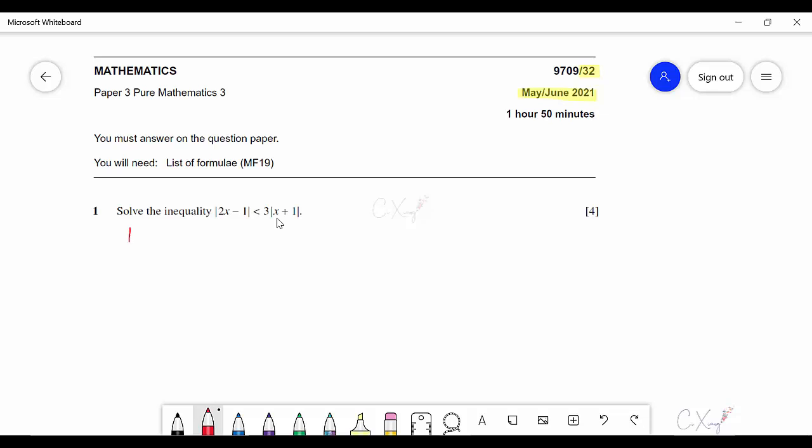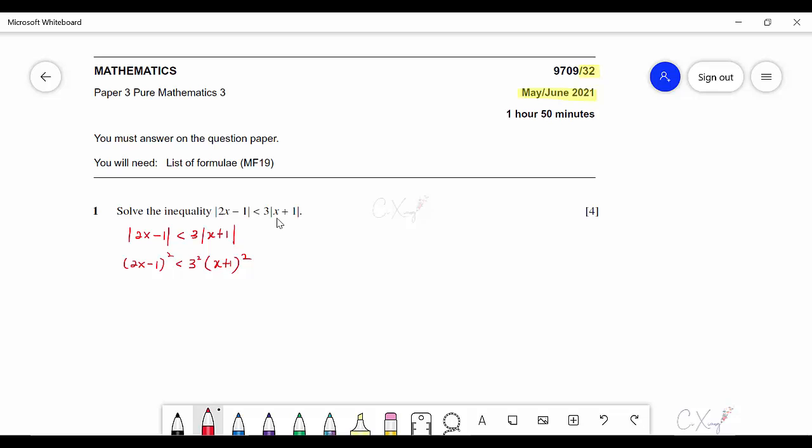Generally, when we have the modulus function on both sides of an inequality, the method that I'm going to use to solve it is to square both sides. So when I square both sides, 2x minus 1 squared is smaller than, don't forget to square the 3 as well, and then x plus 1 squared.